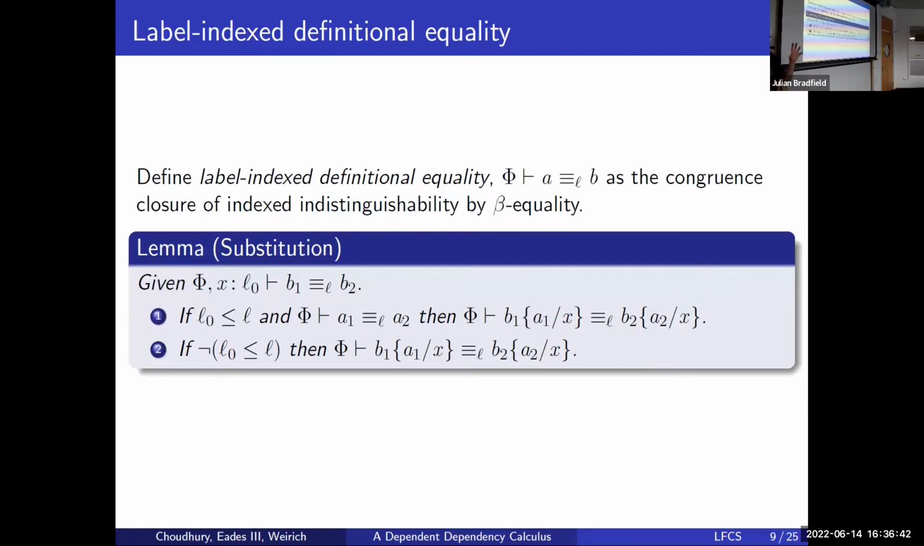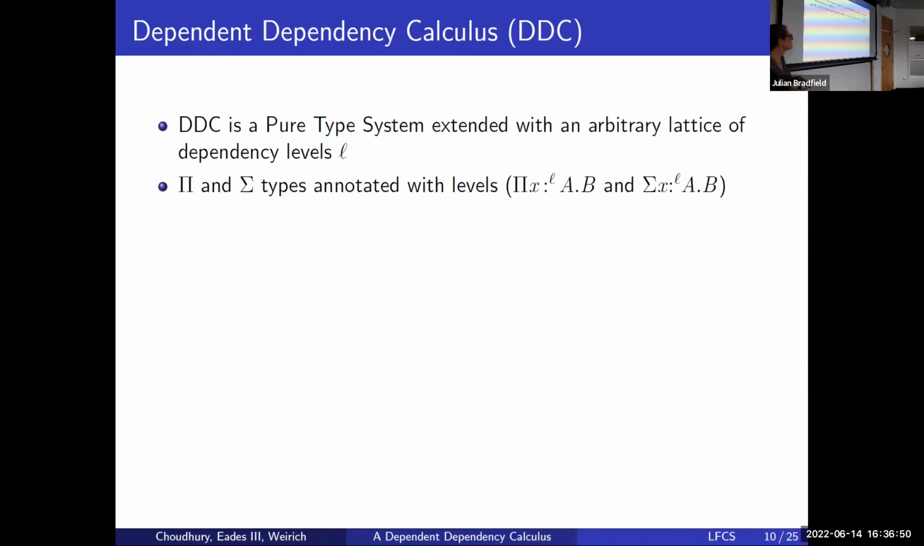Okay, so this is the framework and the pieces that I'm using, and now I'm going to put it together in a dependent type system. We're going to call this dependent type system Dependent Dependency Calculus, just to play off of DCC. It has dependence in two different ways. It's a pure type system, and we have this lattice of dependency levels that go along with it. We're going to use those dependency levels in this dependent type system to annotate pi and sigma types.